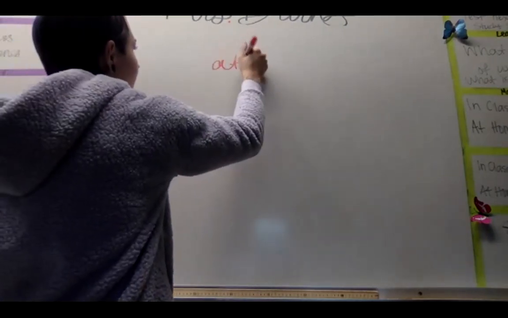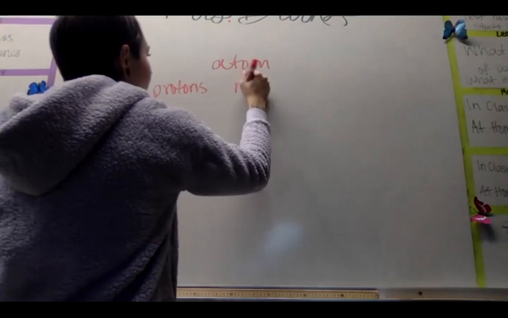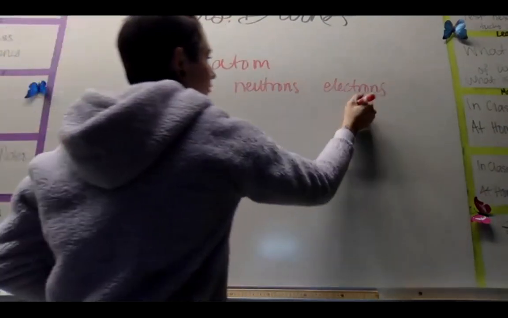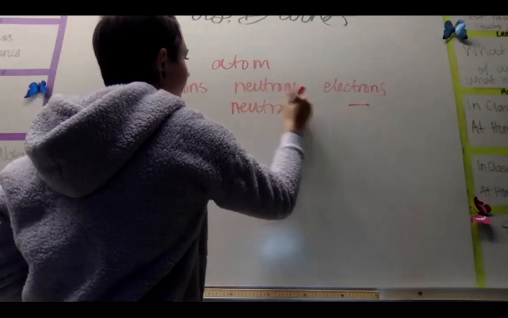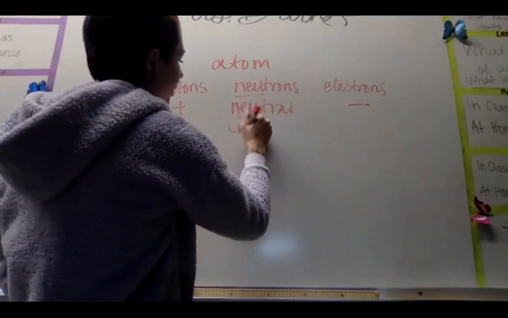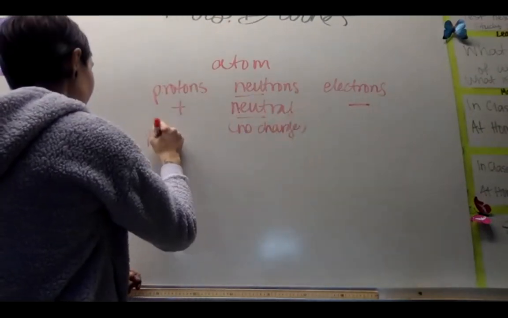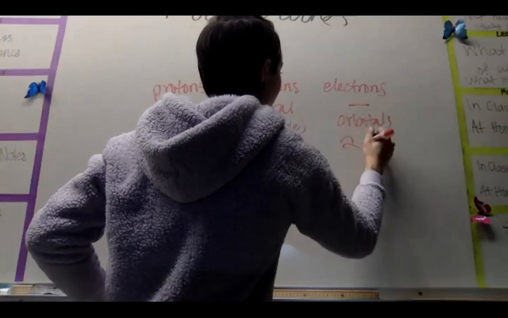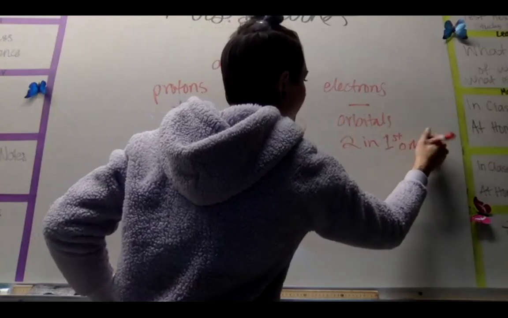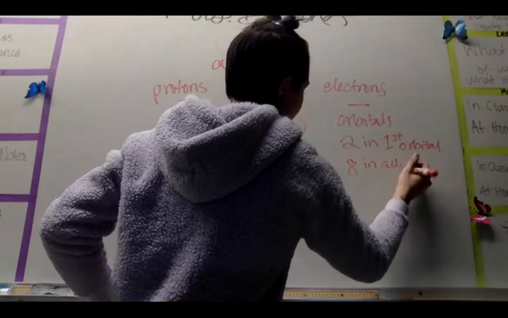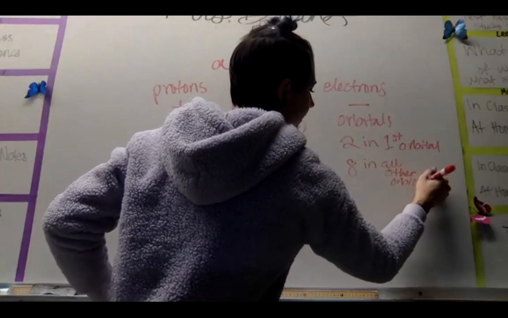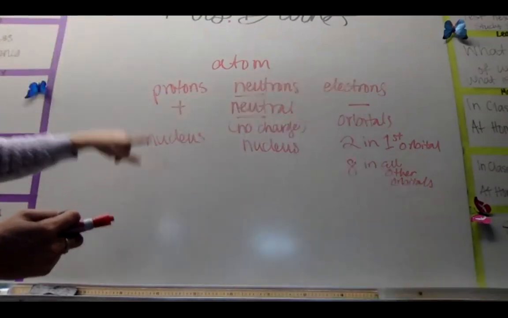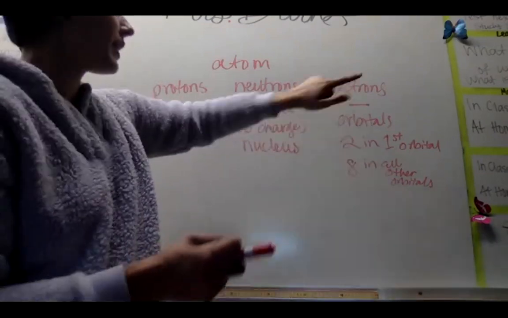In an atom, there are protons, neutrons, and electrons. Protons are positive, electrons are negative, and neutrons are neutral, meaning they have no charge. Protons are found in the nucleus, and so are neutrons. Electrons are found in the orbitals, 2 in the first orbital and then 8 in all the other ones. And those are the answers to 1 and 2. Protons are positive in the nucleus, neutrons are neutral in the nucleus, and electrons are negative in the orbitals.